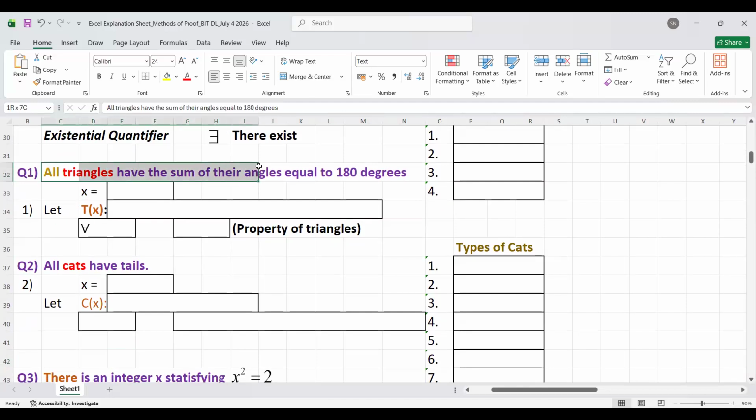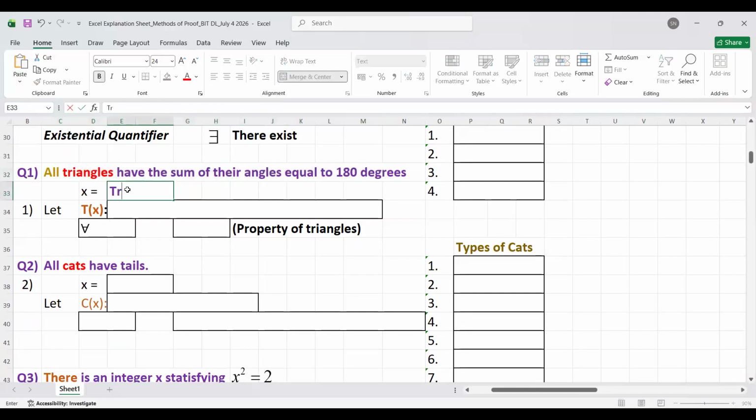So the first one is: all triangles have their sum of angles equal to 180. And you correctly identified the word triangle as your variable. So here, triangle is my variable. And why is that so? Because there are 4 types of triangles. We have the right angle triangle, the isosceles triangle, the scalene, and I think we have the equilateral. At least there are 4 types. So if we say all triangles, then we are referring to all these 4 types.